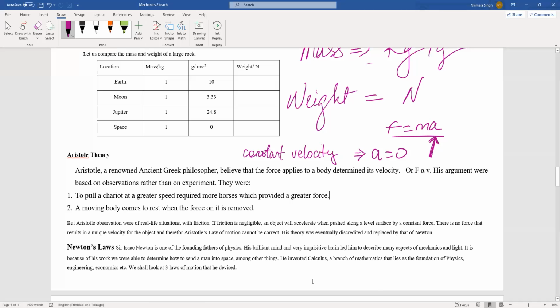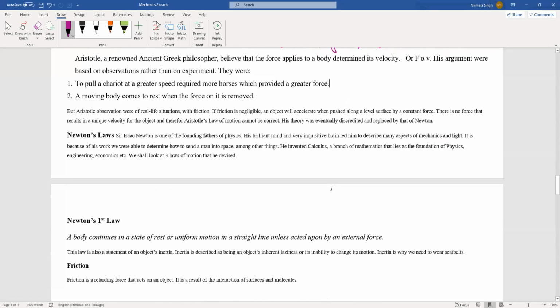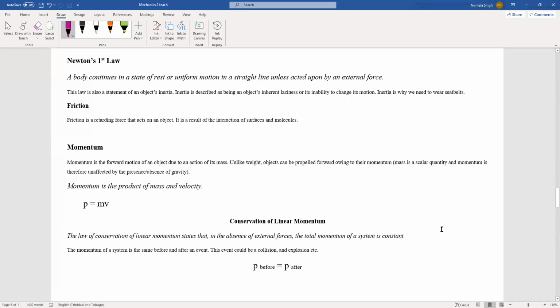So we should look at the three laws of motion. We're going to look at very simple laws that he devised. You'll have to learn these three laws and how they apply. So, Newton's first law.